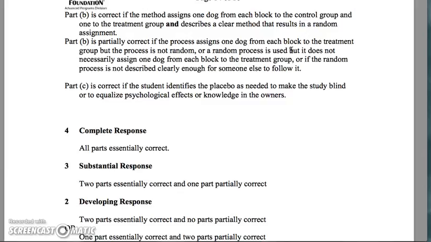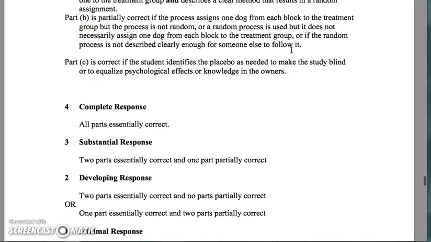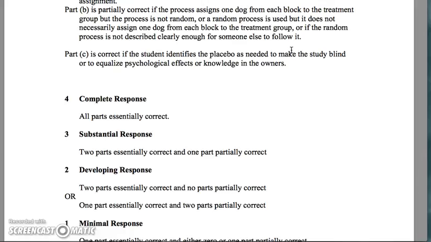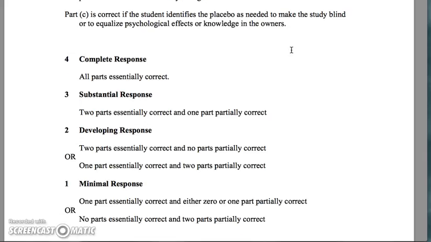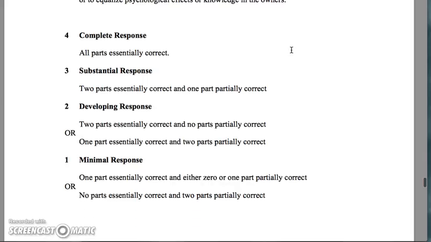Part B is correct if the method assigns 1 dog from each block to the control group and 1 to the treatment group, and describes a clear method that results in a random assignment. Part B is partially correct if the process assigns 1 dog from each block to the treatment group, but the process is not random, or a random process is used but does not necessarily assign 1 dog from each block to the treatment group, or if the random process is not described clearly enough for someone else to follow it. Part C is correct if the student identifies the placebo as needed to make the study blind or to equalize psychological effects or knowledge in the owners.